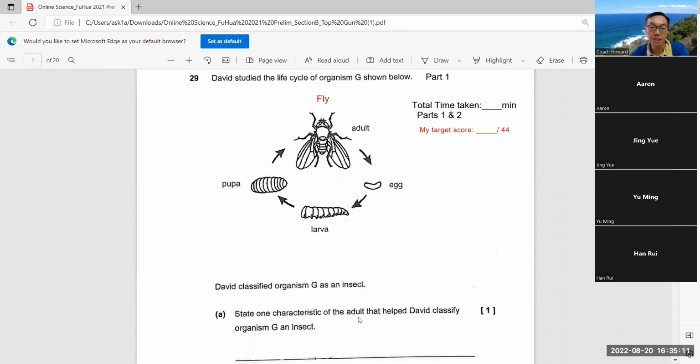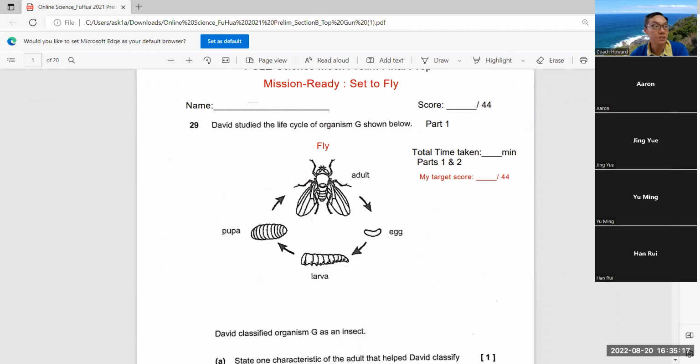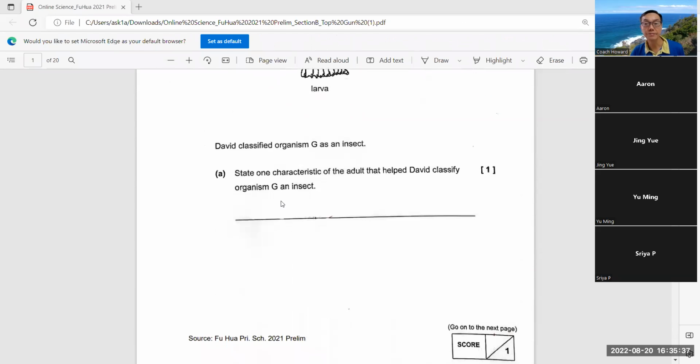State one characteristic of the adult that helped David classify organism G as an insect. So this is the organism, as you can see. Insects have a few characteristics, and one of them is very obvious. It has 6 legs, right? So you can write that it has 6 legs for this question. Okay, very simple. It has 6 legs. Okay, next.